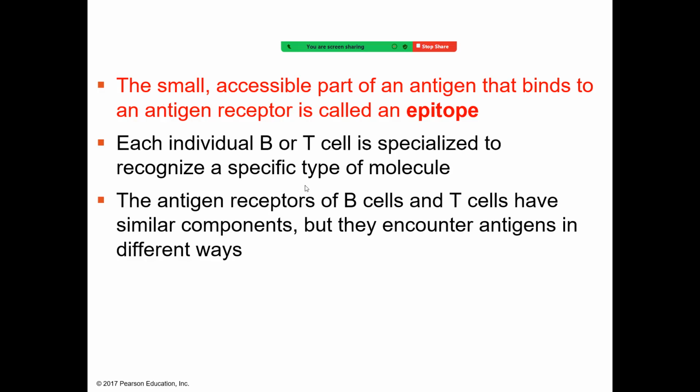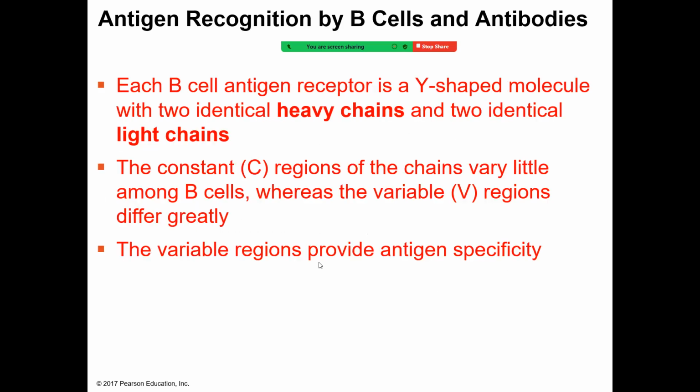So each individual B or T cell that will be developed in either the bone marrow or the thymus is specialized to recognize one specific type of molecule and, more importantly, one specific epitope on an antigen. So when we talk about how the B cells and the T cells are able to create these antigen receptors, we need to think about what is the generic structure of these receptors.